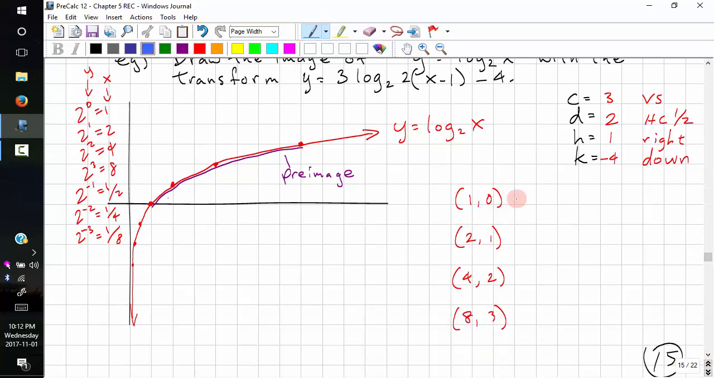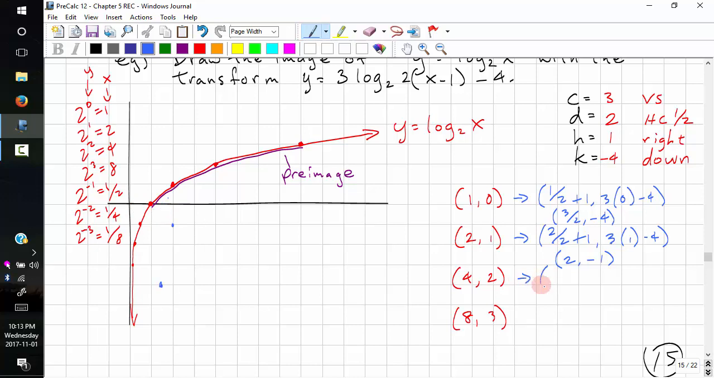So we can go ahead and use our formula. This is 1 over 2 plus 1, and 3 times 0 minus 4. This simplifies to 3 over 2 and negative 4. Next point, substitute in 2 over 2 plus 1, 3 times 1 minus 4. This simplifies to 2 and negative 1.